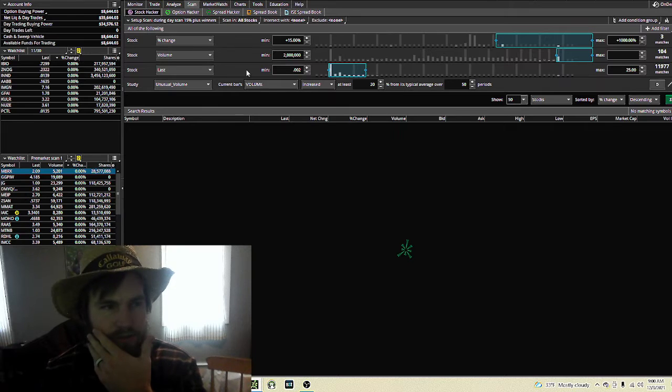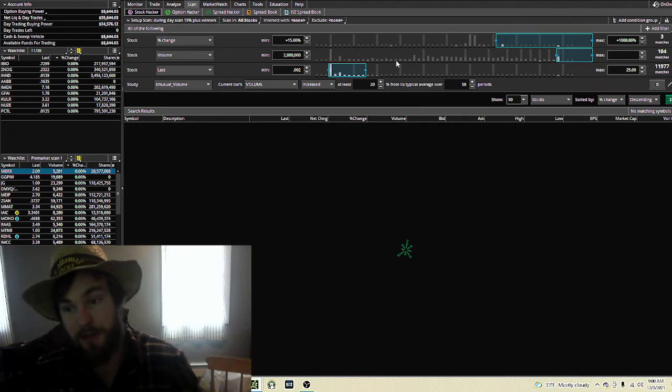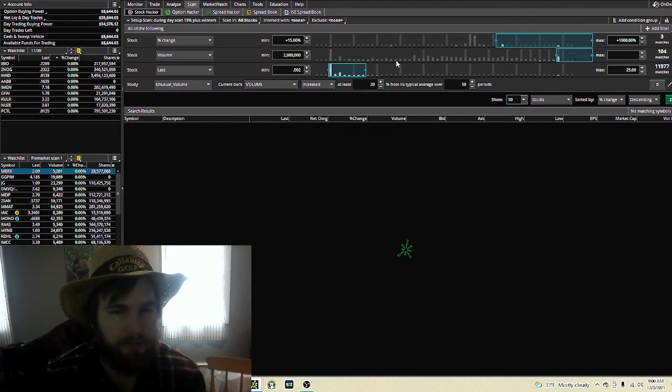And then the price, I have a little bit higher max price on this one because if it's a runner, then it's going to be a runner, regardless of whether it's over $10 or not. So it's 0.002 to 25. And then we're looking for unusual volume. All the runners that typically run and are in play and that you can actually play and take size in are going to have unusual volume. So here we want the volume increased at least 20% from its typical average over 50 periods.